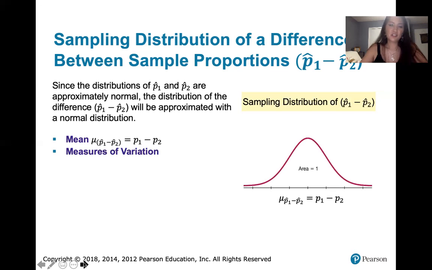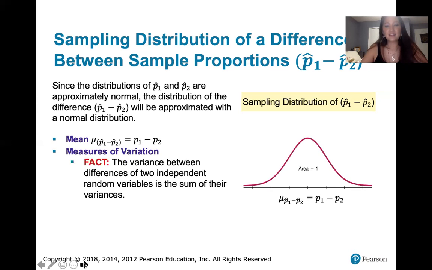Now, measures of variation include variance and standard deviation. Now, it's a fact that the variance of differences of two independent random variables is the sum of their variances. I know that sentence has a lot going on in it. So let's dissect that. Let's break it down a little bit. p̂1 is a random variable. It's a continuous random variable. p̂2 is a continuous random variable. So the difference between p̂1 and p̂2 is a continuous random variable.